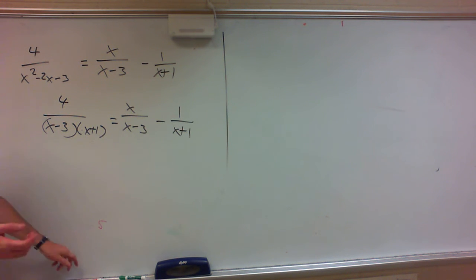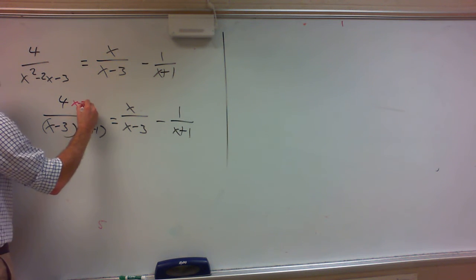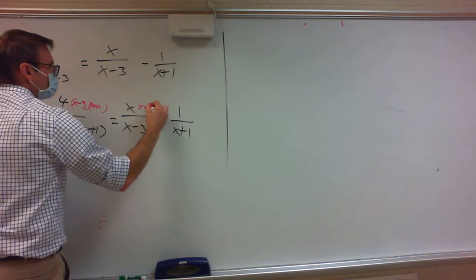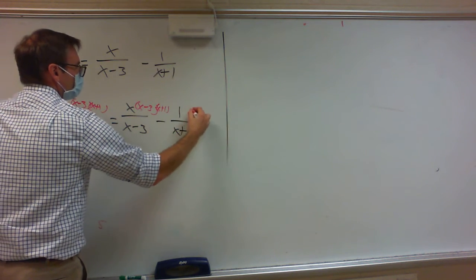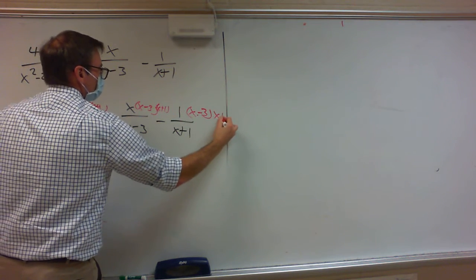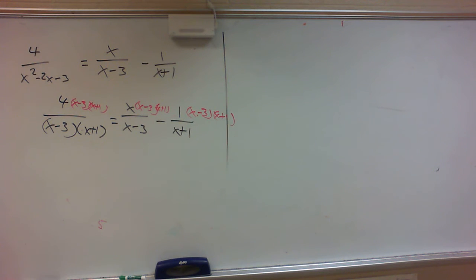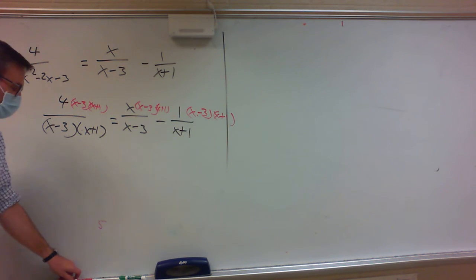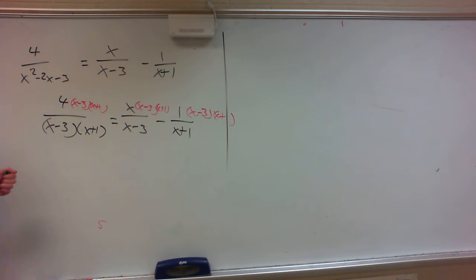Get rid of the denominators. All right, what do I multiply everything by? Perfect. So I'm going to multiply everything by (x minus 3)(x plus 1), (x minus 3)(x plus 1), (x minus 3)(x plus 1), right? So kind of an ugly step, but the next part doesn't look so bad.